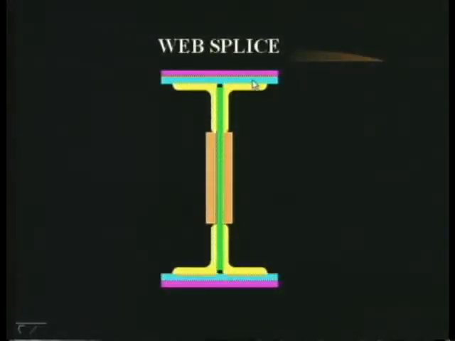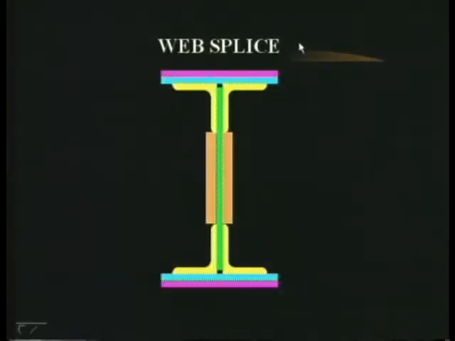And can you tell me another place where a joint may be required? Yes, the flange plates. If the span is 15 meters, you need flange plates of 15 meters length. We may not get them. So you can make a joint in the flange also. How? By using these splices, the splice plates. In such a case it is called a flange splice.